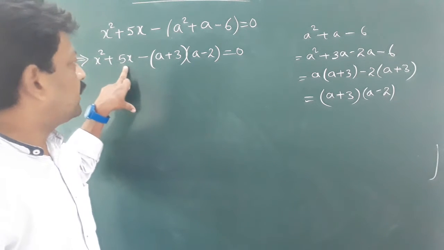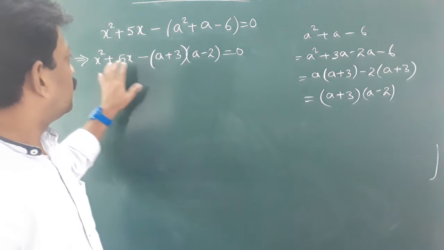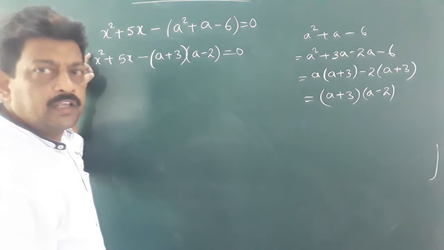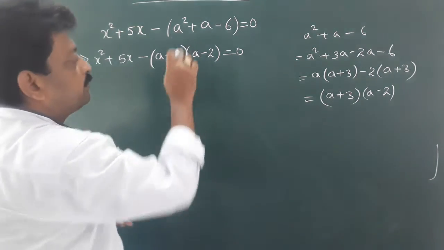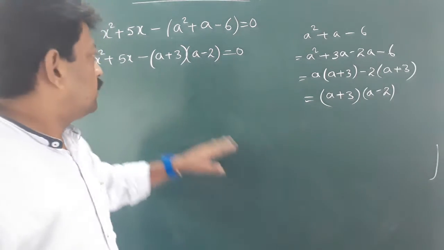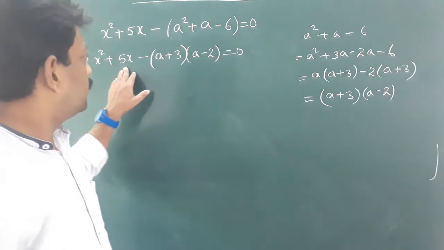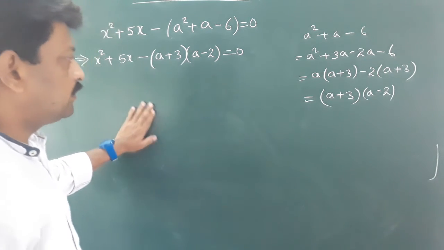Here middle term is 5x. We have to resolve the extreme. Here the coefficient of x square is 1, as you know, and the constant term is this one. So these two will be multiplied and the product will be resolved into two factors such that their sum or difference is 5. Okay, so 5 will be broken into two parts.